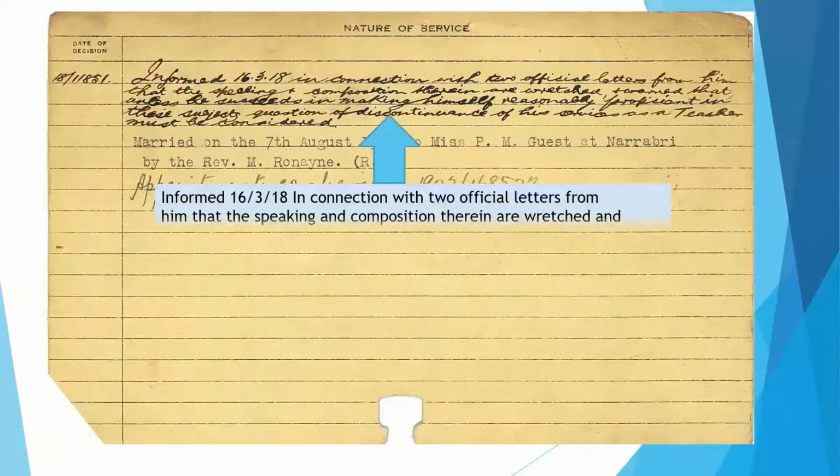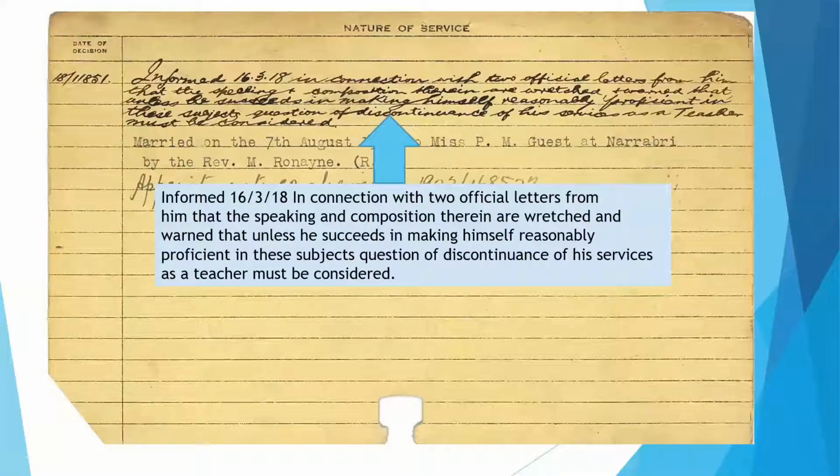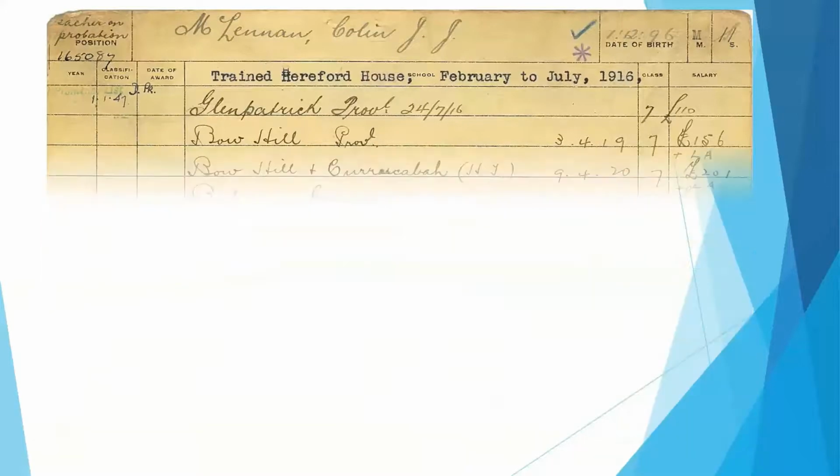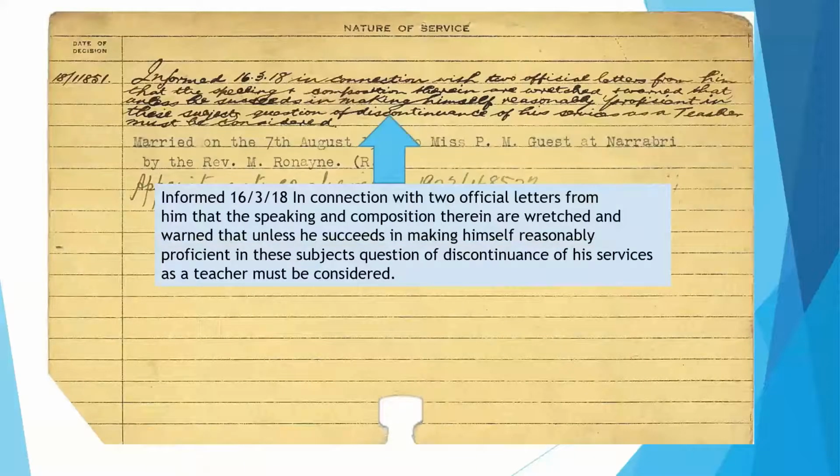There's a bit of information here, so I think I'll give you a bit of a demonstration. He was informed in 1918. Now, just quickly, where was he in 1918? He was at his first school, Glenpatrick Provisional, and he was a student teacher. And in 1918, he was 22. Okay, we've got the context. He was informed that in connection with two official letters from him, the speaking and composition therein are wretched. Yes, it does say wretched. And warned that unless he succeeds in making himself reasonably proficient in these subjects, the question of discontinuance of his services as a teacher must be considered.